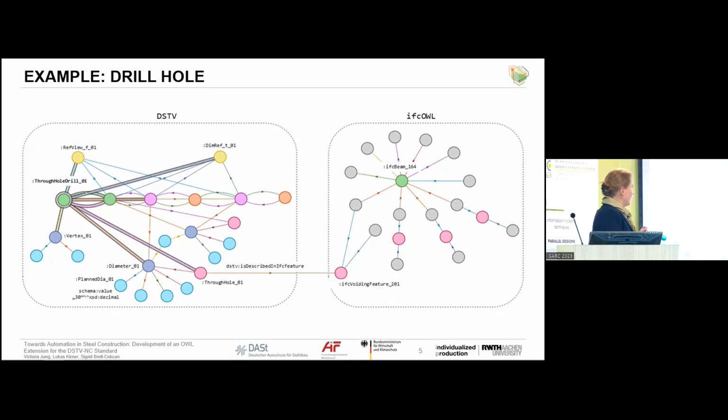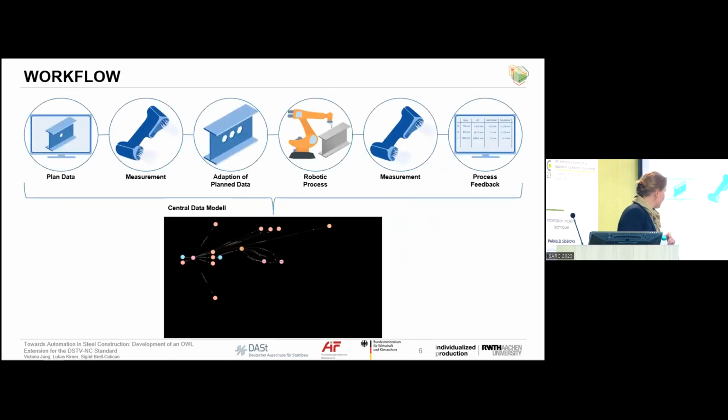But from the basis, which you have on the right side, we now extended it with more information on the left side. So you have now defined that this voiding feature is a through hole. It has a diameter, but the diameter is split into different values. So you have the planned diameter from the beginning, but you also have the measured diameter afterwards, once you did the quality control process. You have the information where the hole is actually located on the beam, so the X and Y coordinates, and all this information is added to the existing. You only have a hole information.